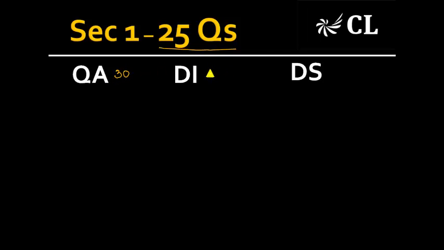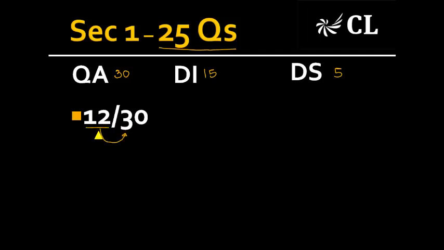Now let's look at how I get 25 questions out of section 1. What we know is we have about 30 questions from QA, about 15 questions from DI, and about 5 questions from data sufficiency. What I want is to knock off about 12 out of this 30.